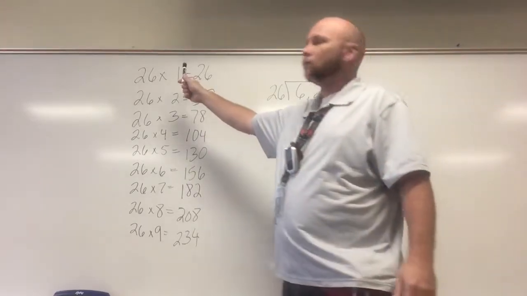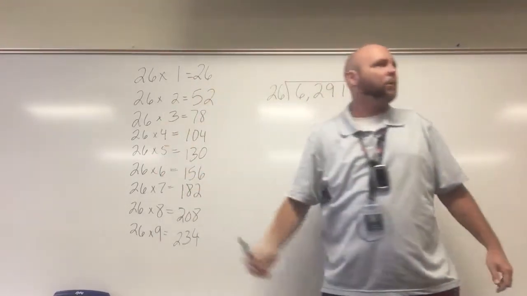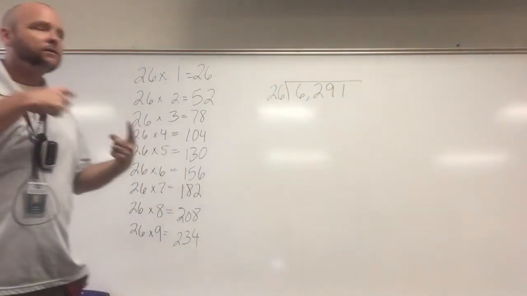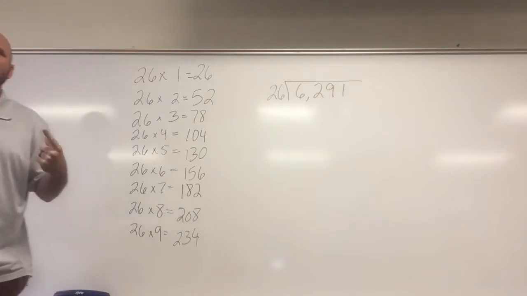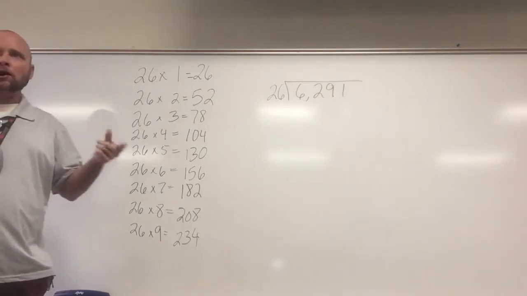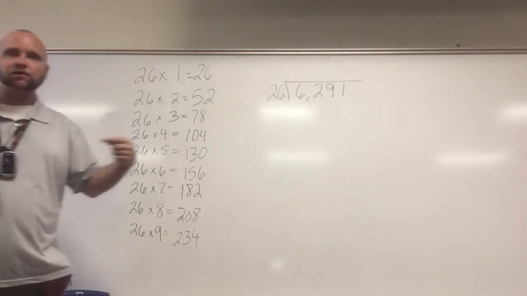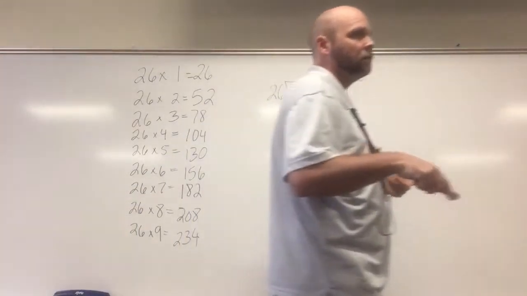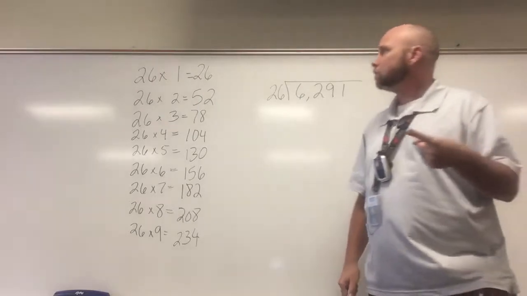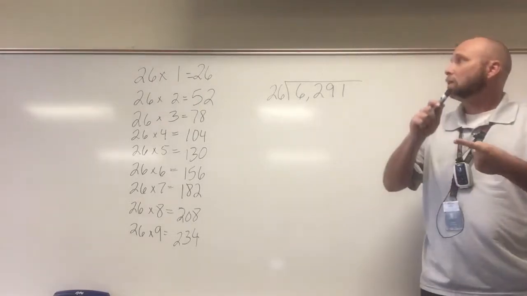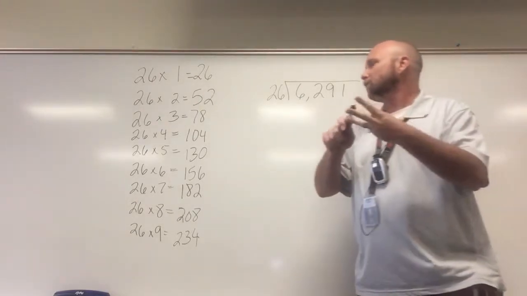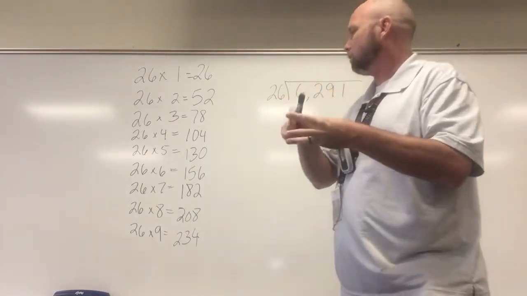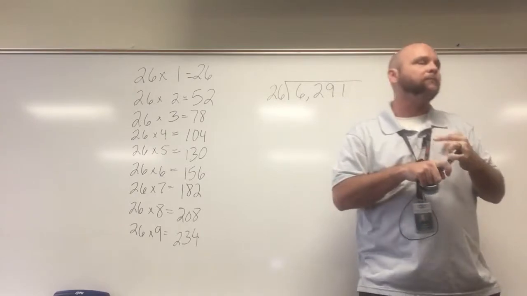So we started out listing our multiples of 26. Multiples, which is a word you're going to need to know later in this year. You probably already know it when you say multiplication chart, because a multiplication chart lists the multiples of a number. So our multiples of 26 are 26, 52, 78, 104, 130, 156, 182, 208, 234.